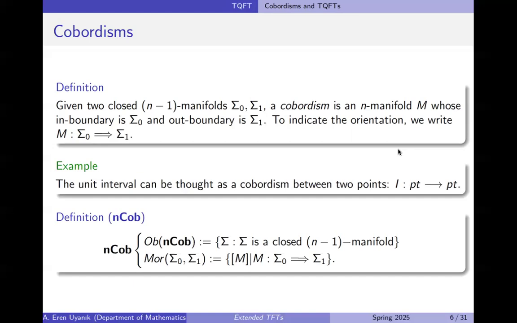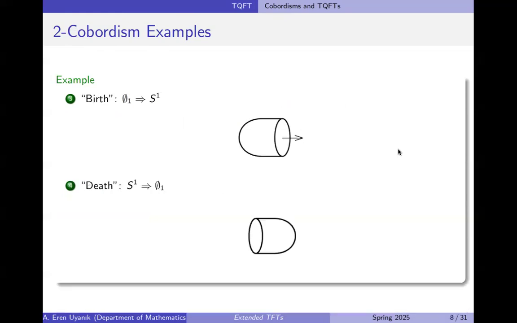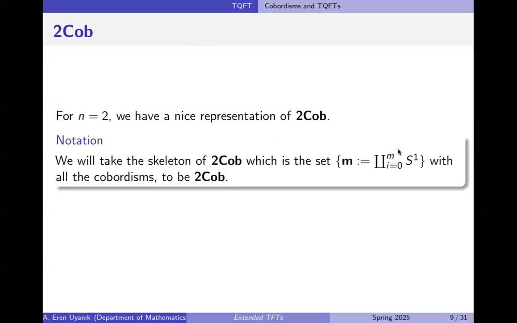This is called nCob. The objects are closed (n-1)-manifolds, and the morphisms are the diffeomorphism classes of these cobordisms. Some examples. I give examples in dimension 2 because it is impossible to visualize time at once. So we have the cap. It is from the disjoint union of two circles to the empty set. The boundary of this part is the empty set. We have the pair of pants from two circles to one circle. You read it from left to right. And we have birth and death cobordisms. It is from the empty set to the circle. And these have physical motivations, if you are curious about it.